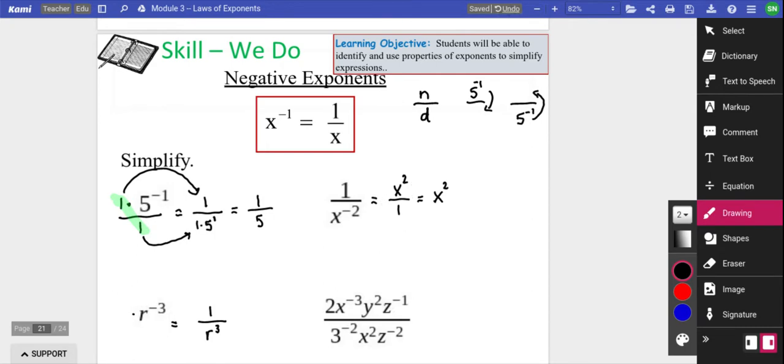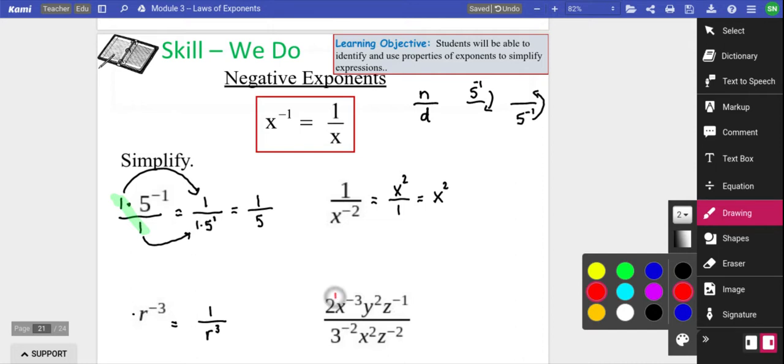Now we have to look at the last one. I will start by putting a 1 on every number that does not have an exponent, such as this 2. Then I will go in order, and any number with a negative exponent will move to the opposite of where it's located. Any number with a positive exponent will stay where it is. Start with 2. 2 to the first power. That's a positive exponent, stays at the top.